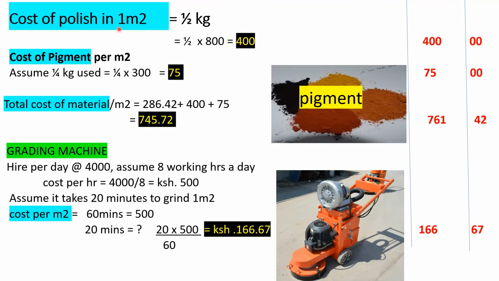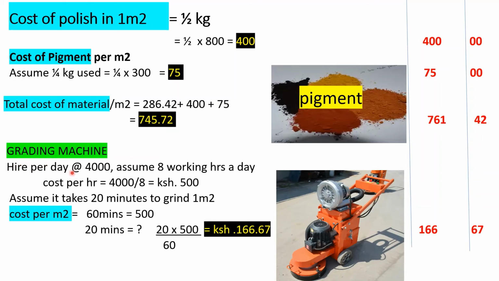We proceed to the cost of the polish. For the polish, in 1 meter square floor area, we are using half kg. The cost of a kg was 800, so half of 800 will give us 400. Cost of the pigment per meter square, we are going to assume a quarter kg to be used. The cost of 1 kg was 300, so the cost of a quarter will be 75 shillings. Now, the total cost of the material per meter square will be the cost of the cement plus the chippings, which was 286.42, plus the cost of the polish, plus the cost of the pigment. That gives us 761.42.